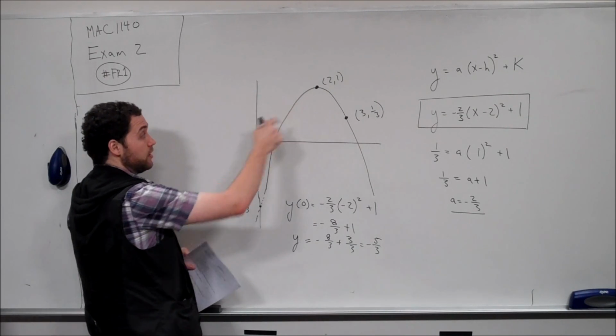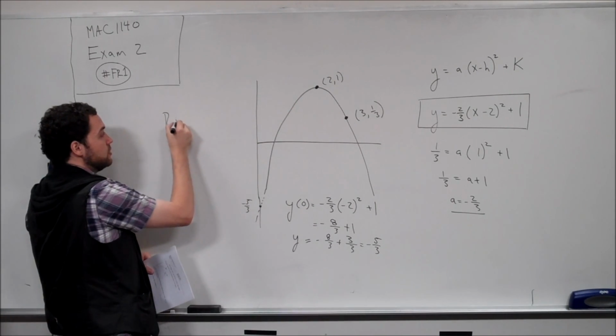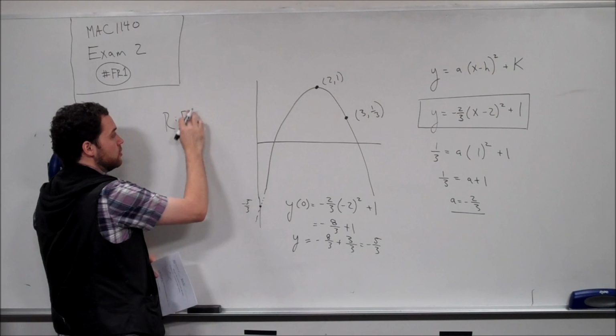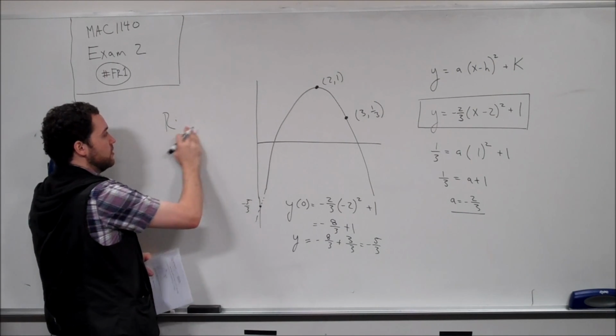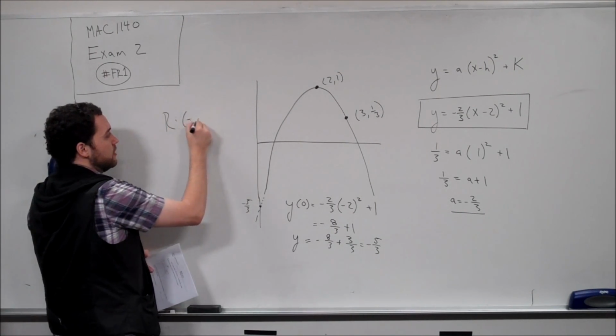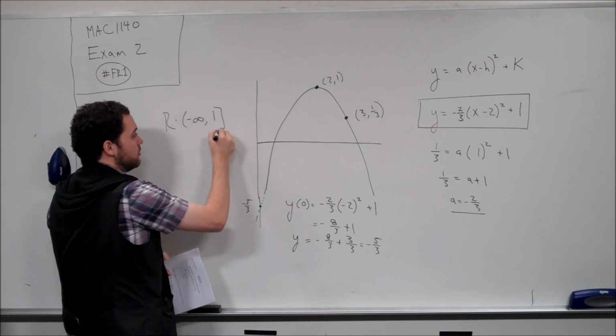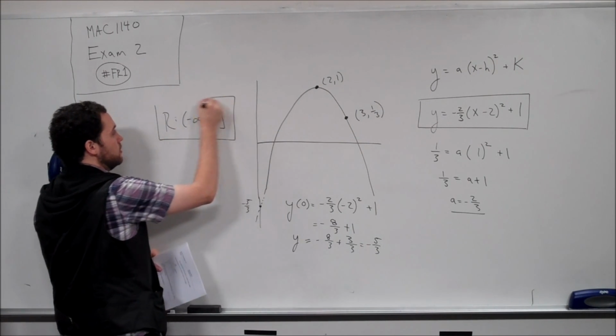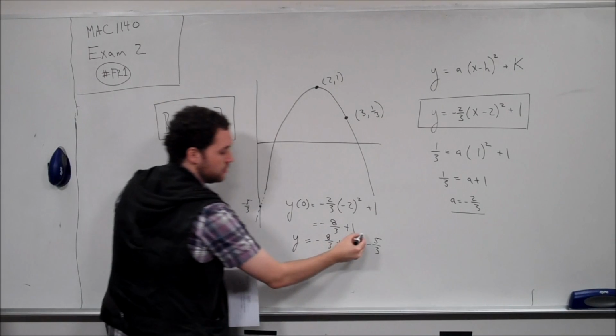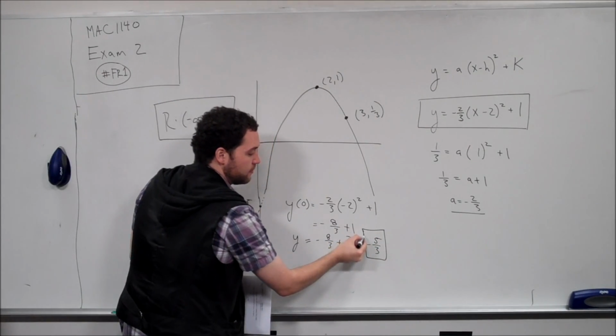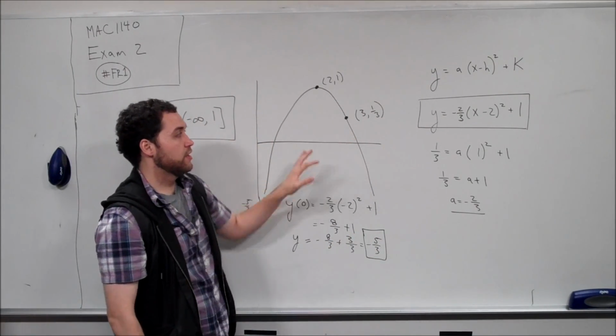And you want to include the 1. So we could say our range is, let's do this from bottom up, bracket negative infinity to 1 bracket. So this is your range, this is your y-intercept, and then that was the general equation for this parabola.